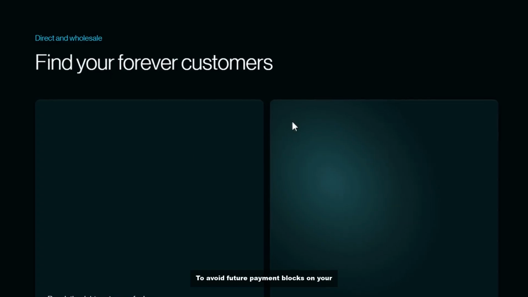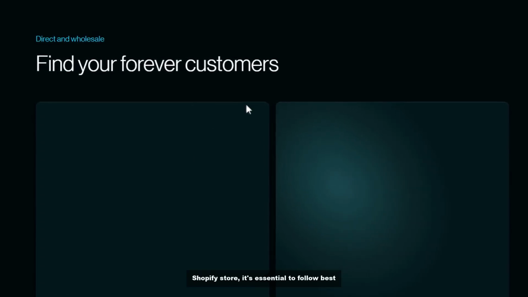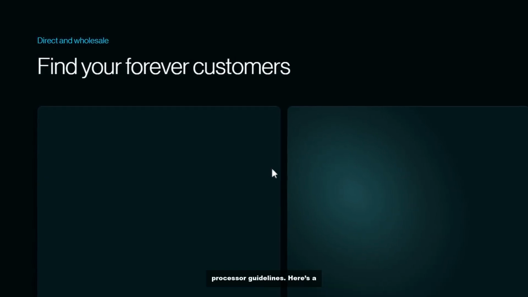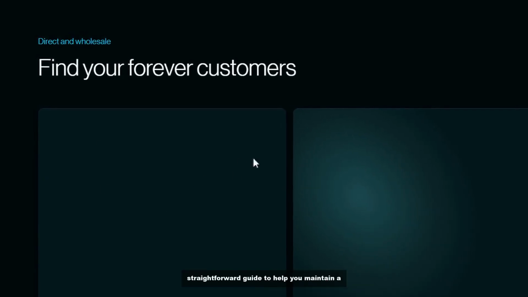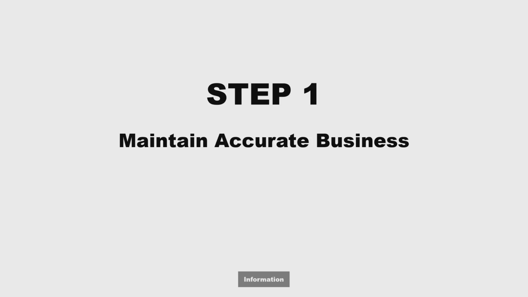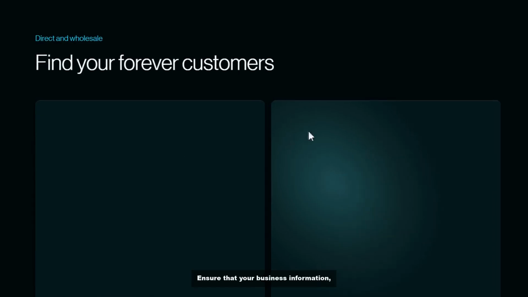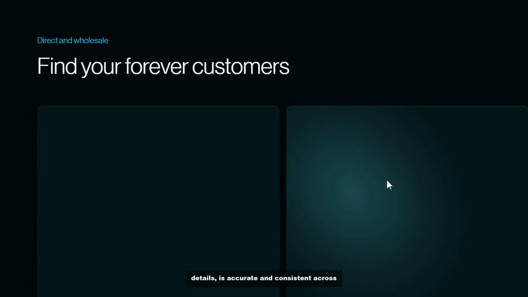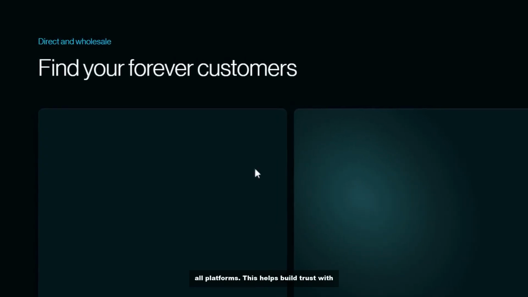To avoid future payment blocks on your Shopify store, it's essential to follow best practices that ensure compliance with payment processor guidelines. Here is a straightforward guide to help you maintain a smooth payment process. Step 1. Maintain accurate business information. Ensure that your business information, including your name, address, and contact details, is accurate and consistent across all platforms. This helps build trust with payment processors.